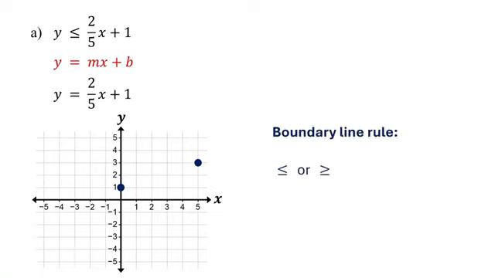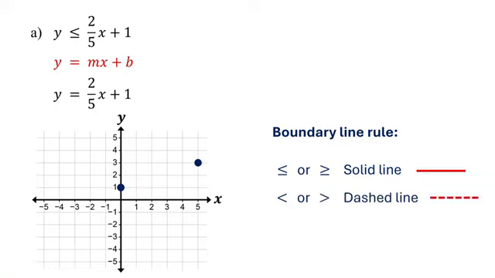If the inequality is less than or equal to or greater than or equal to, use a solid line. A solid line means points on the line are part of the solution to the inequality. If the inequality is strictly less than or greater than, use a dashed line. A dashed line means points on the line are not part of the solution to the inequality. In this example, the inequality is less than or equal to, so draw a solid boundary line. That completes the first step.